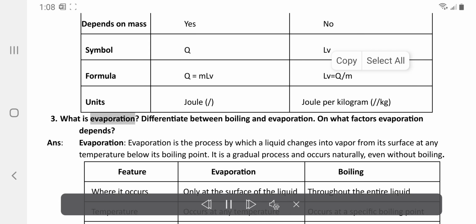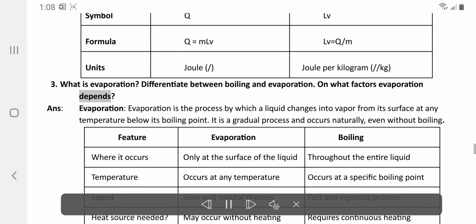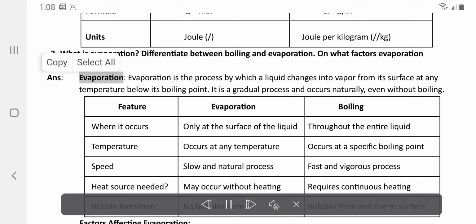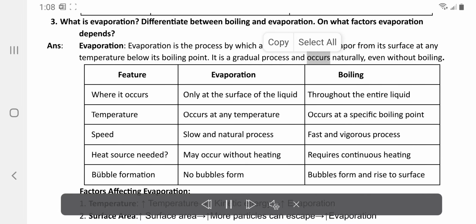What is evaporation? Differentiate between boiling and evaporation. On what factors does evaporation depend? Answer: evaporation. Evaporation is the process by which a liquid changes into vapor from its surface at any temperature below its boiling point. It is a gradual process and occurs naturally, even without boiling.